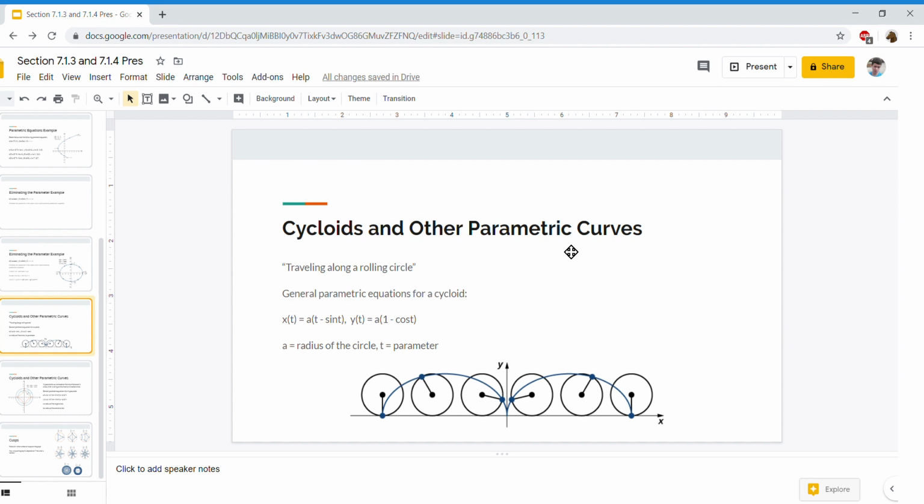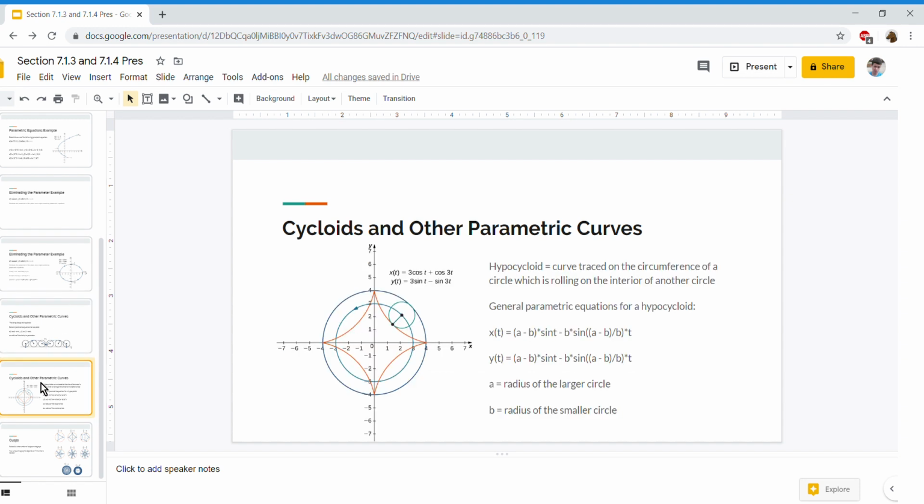Here are the general parametric equations for a cycloid. It's x of t equals a times (t minus sine t), and y of t equals a times (1 minus cosine t). And a just refers to the radius of the circle, and t refers to the parameter, and that's usually just referring to time, just after a certain amount of time. So that's what a cycloid is.